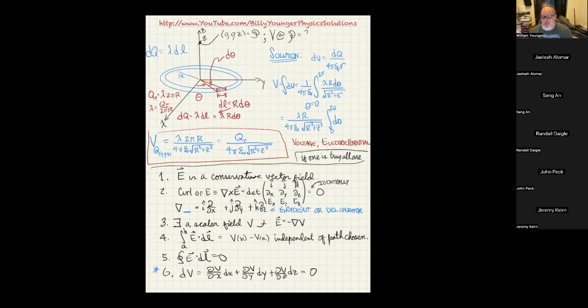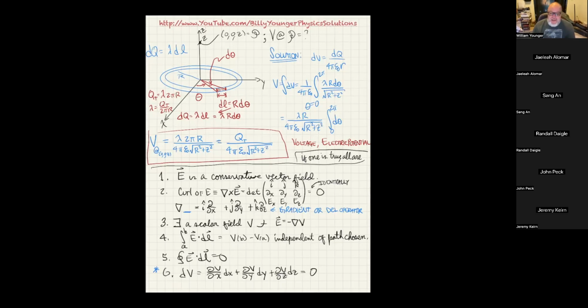Luckily, all those things just come out in front of the integral because you're only integrating with respect to theta. So it ends up becoming just the integral of d theta from 0 to 2 pi. Now I can express that in terms of lambda as I did in the middle expression in the red box, or I can express it in terms of the total charge, which I call qt, as I did in the right-hand side of the red box. Anybody have any questions on that?